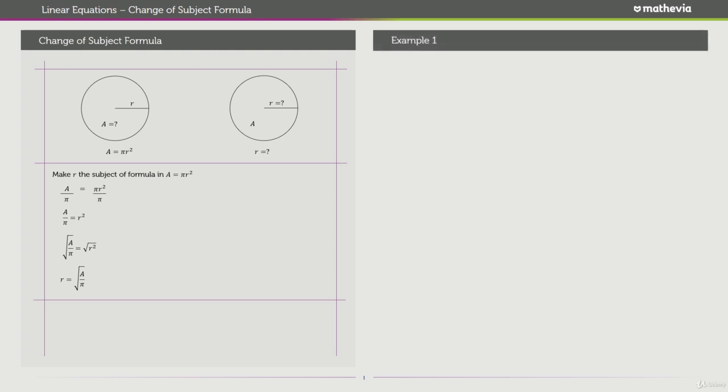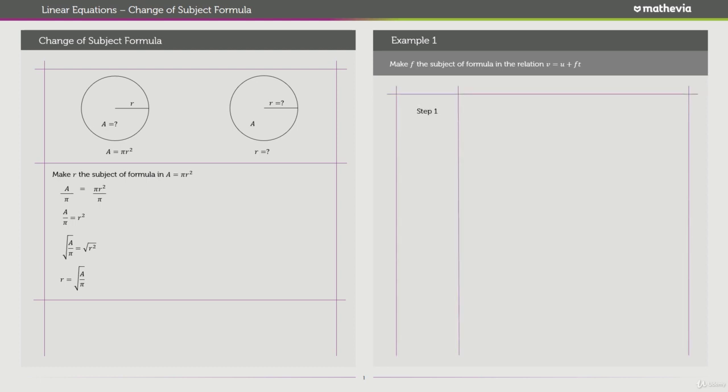We have a very simple formula at the moment, A equals pi r squared, but they often come in more complex form. So I have this one, and it says make f the subject of the formula in the relation v equals u plus ft. This is still fairly simple, and we just go ahead and do that.